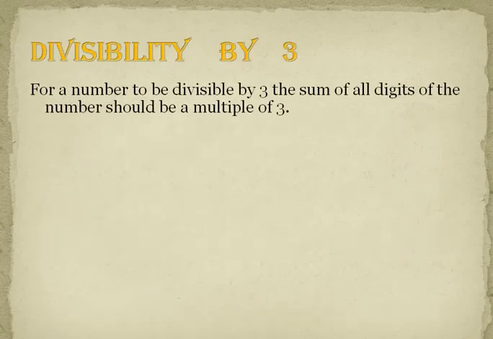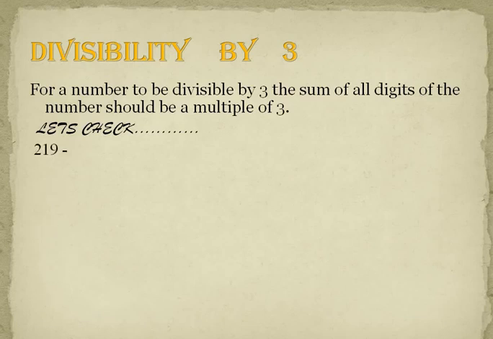Similarly, we have another rule for divisibility by 3. What does this rule say? It says that for a number to be divisible by 3, the sum of all the digits of the number should be a multiple of 3. That is, if you add all the digits of a number, whatever sum comes out should be a multiple of 3.